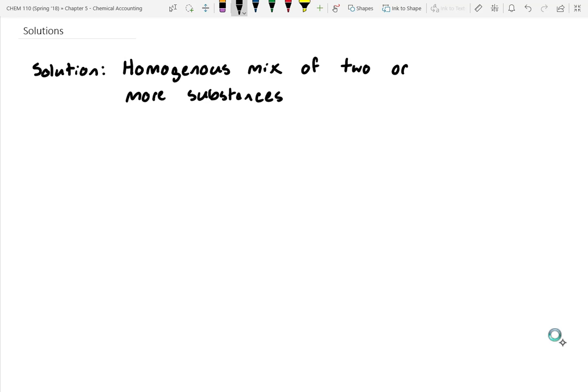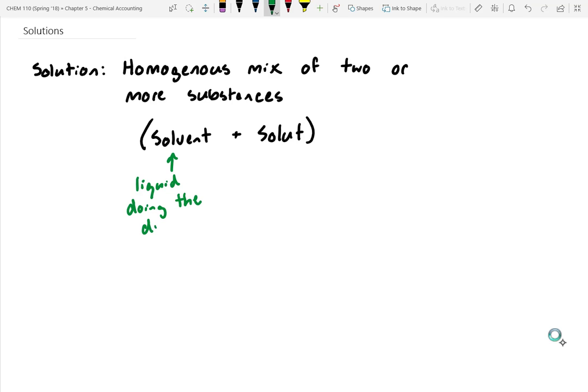And typically, you have something called a solvent plus a solute. And we'll describe these. A solvent is the liquid doing the dissolving. Oh, yeah, I forgot my E there. And then the solute, if it's not the liquid doing the dissolving, it's the thing being dissolved.